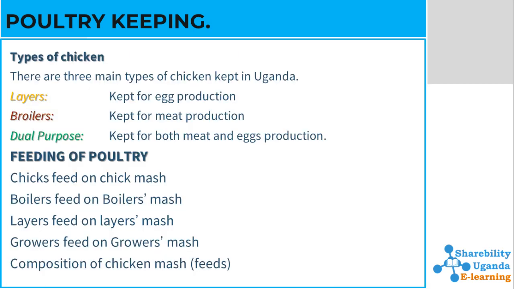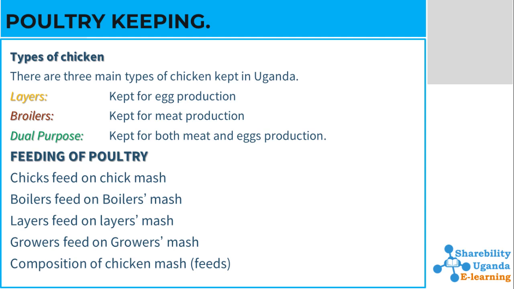And then types of chicken. There are three main types of chicken in Uganda. We have the layers. Layers are mainly kept for egg production, just like the name says, just to lay eggs. And then broilers are kept for meat production, whereas dual purpose chicken are kept for both meat and egg production.